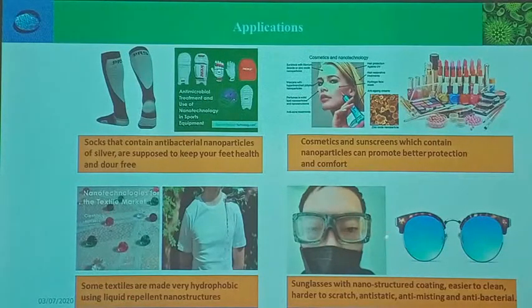Some goggles and sunglasses with nanostructured coating are easier to clean, harder to scratch, anti-static, anti-misting and antibacterial. You can make sunglasses with these different properties. Anti-fogging: here you can see the clear glass, and here you can see the normal glass having a non-clear screen. So here you can see the glass is highly clear, which is coated with nanomaterials.